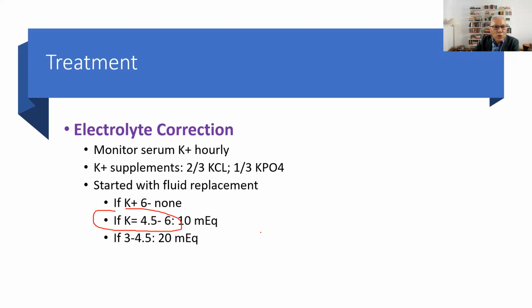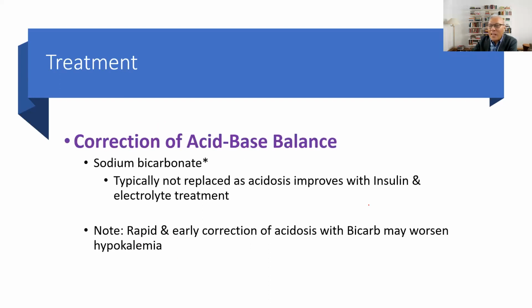It goes into the cell. Okay, so we keep the potassium higher than normal. We don't want to keep it at 3.5 or 4.0 because we know that eventually that potassium will go into the cell. Okay, so that is the correction of the potassium.